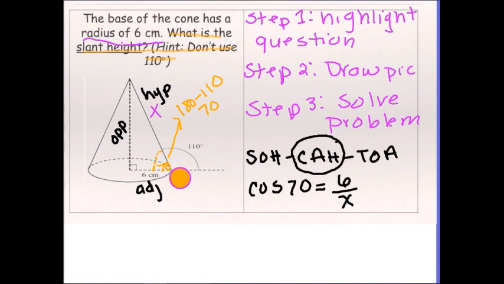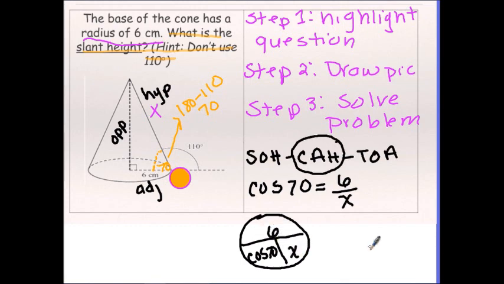All right, so I'm going to go to my circle. I get cosine of 70 right here, 6 here, and x there. Now we know that if you put your finger on the x, that's what we're solving for. Then we're going to say x equals 6 over cosine of 70.